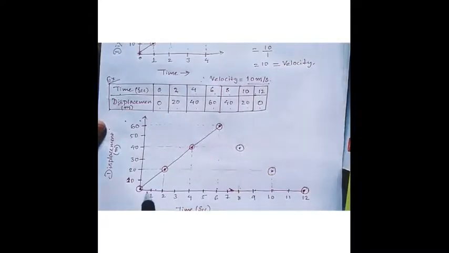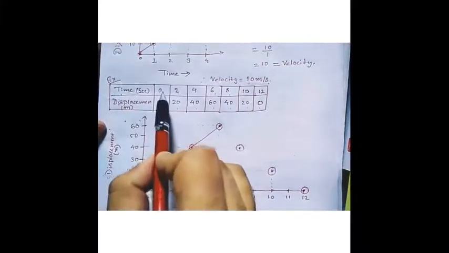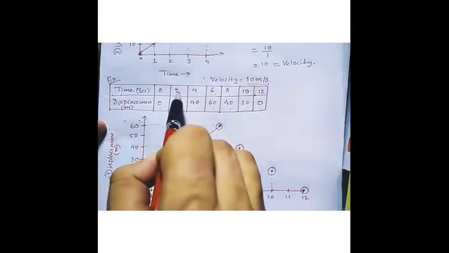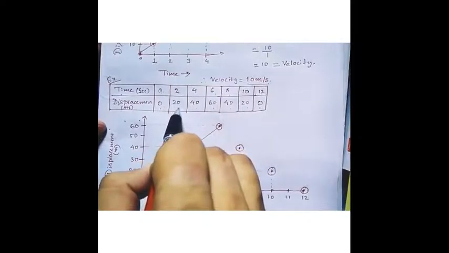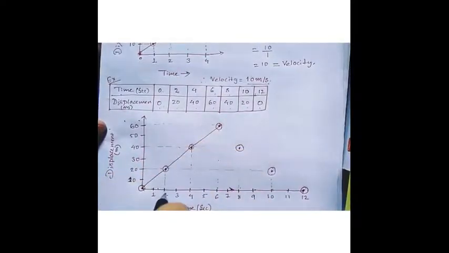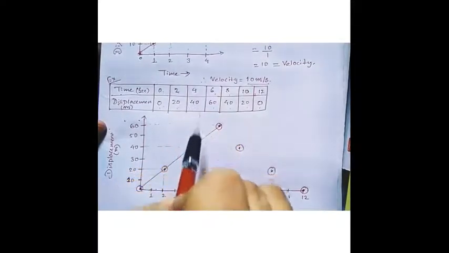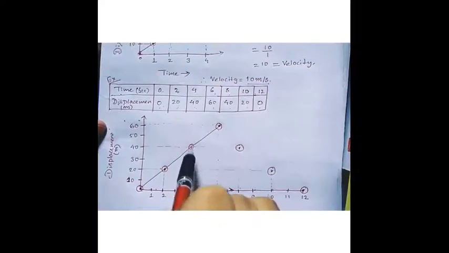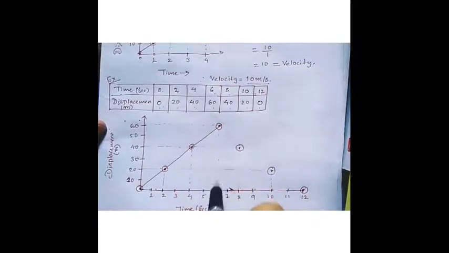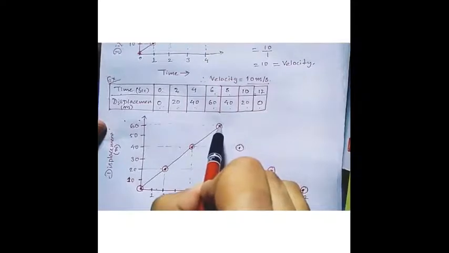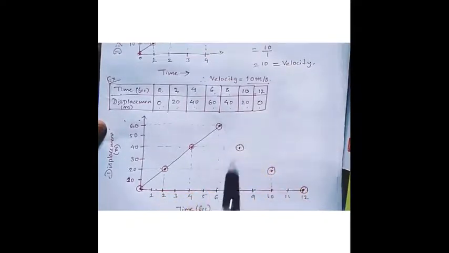So now I will draw each point on this graph. Time is 0, displacement is 0, so this is the 0 point. When the time is 2 seconds, displacement is 20. This is the 2, 20 point. When the time is 4 seconds, displacement is 40. This is the 4 and 40 point. And when the time is 6 seconds, displacement is 60. This is the 6, 60 point.